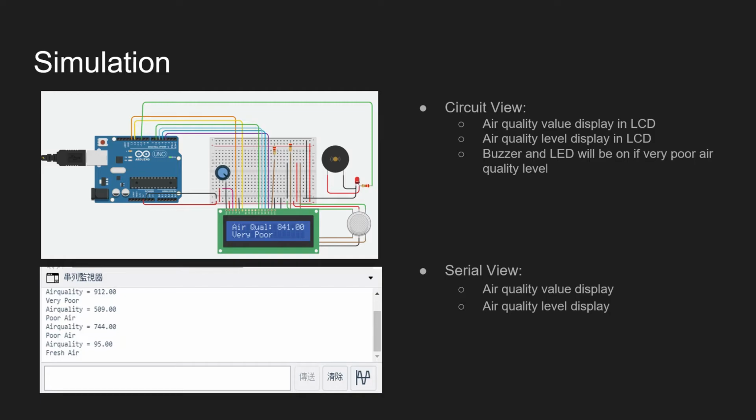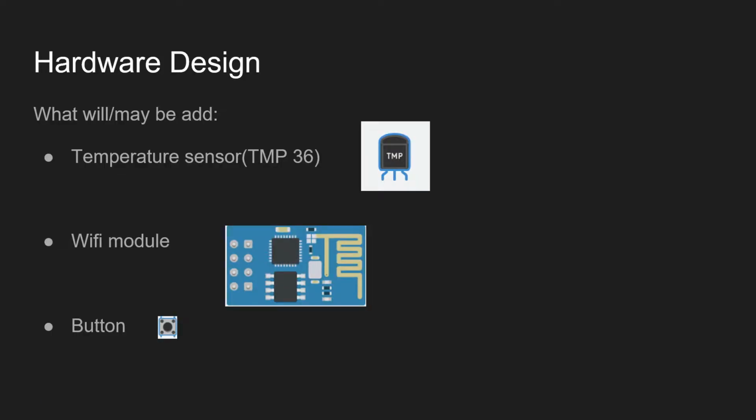The below part of the image is the serial view, which shows the air quality value and the corresponding level, which is identical to what is shown in the LCD display panel.